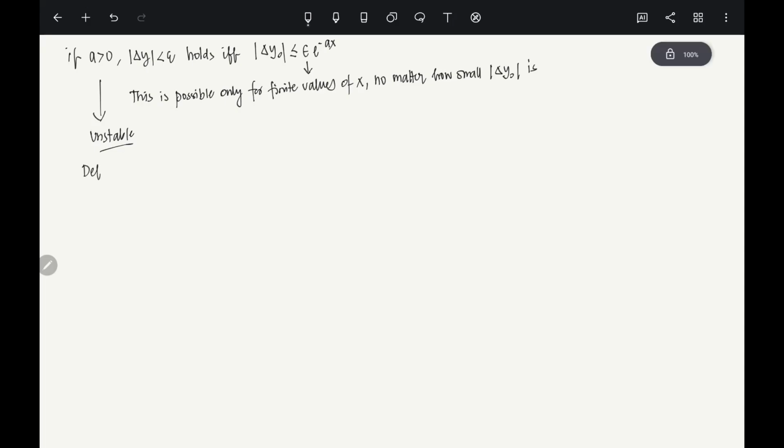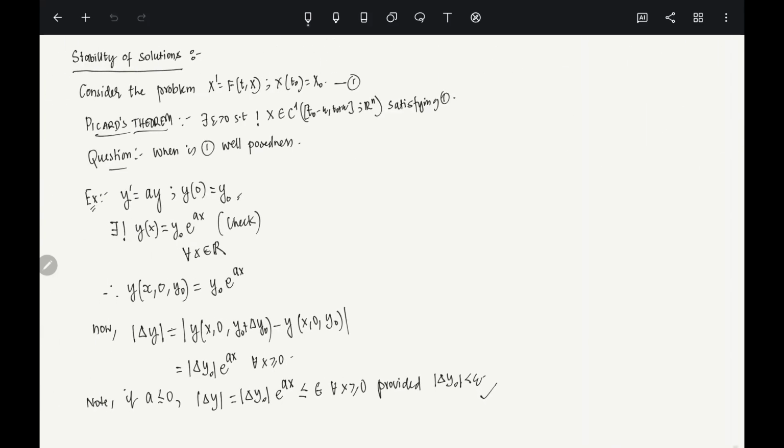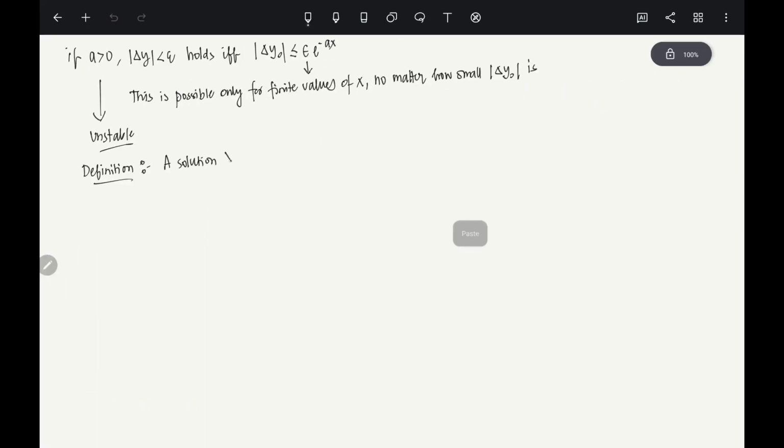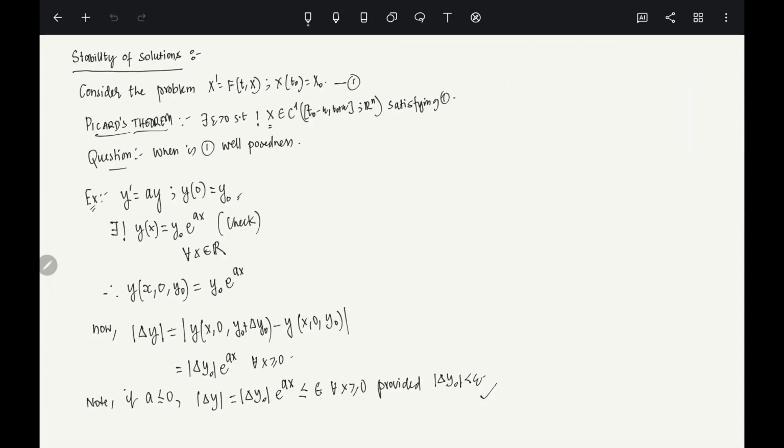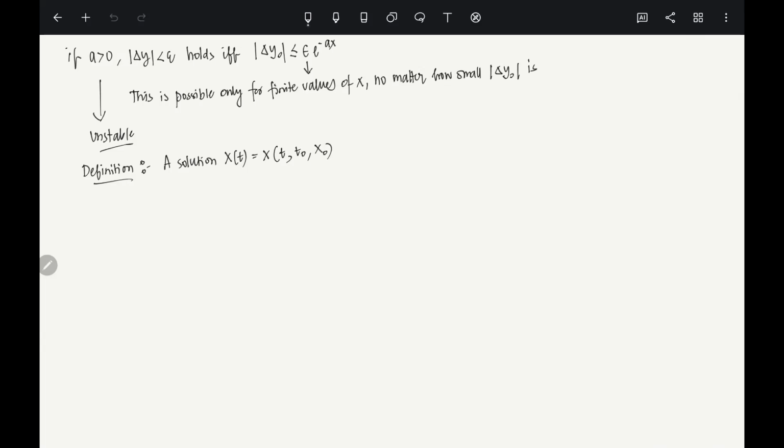So with that, let me give you the definition of what stability means. A solution of this problem, okay. A solution x of t, our variable is t, and how do we write it? It is x of t, and the initial point in our case is t naught. You can take it to be 0, it's not a problem. And then our initial data is x naught. Is it okay? We are writing it like this just to make everything clear. Otherwise, you see, initial data is changing, so I would have to write another different function. So we are just writing it like this.